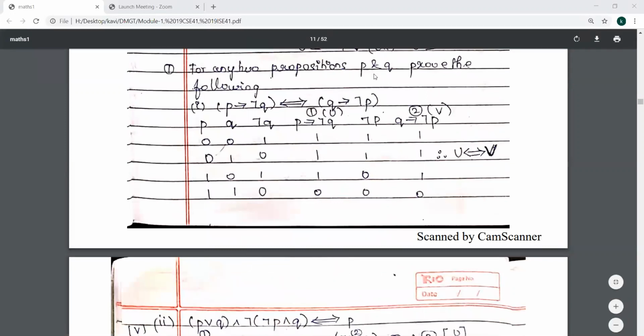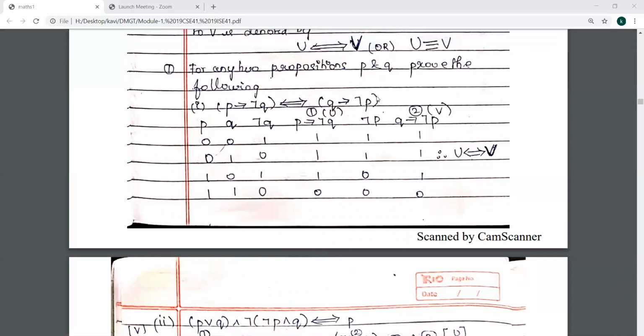For any two propositions P and Q, prove the following. See the first problem. Here it is given as P implies negation Q, logically equivalent to Q implies negation P. So two compound propositions are given. This you consider as U, this you consider as V. Now we are going to construct the truth table. If the truth value of this compound proposition is equivalent to the truth value of this compound proposition, then these two statements are called logically equivalent.